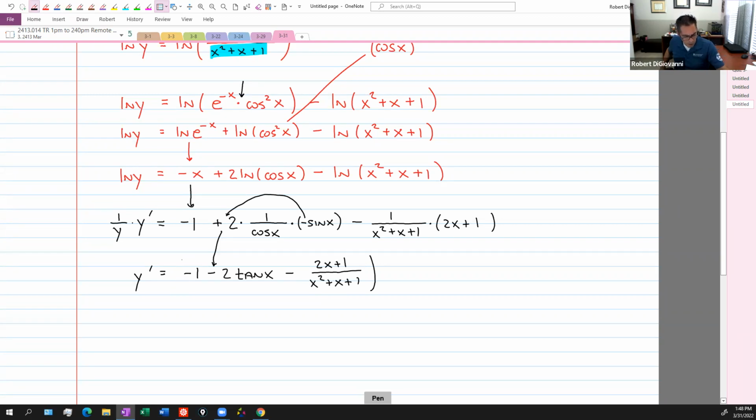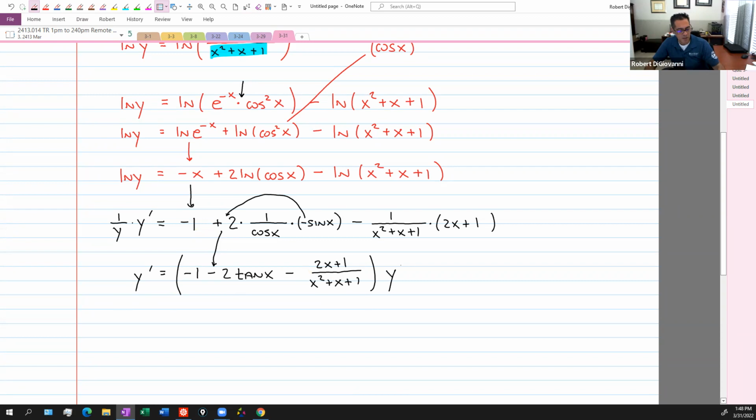Why did I put this whole thing in parentheses just now? Why did I take all this, clean it up, put it in parentheses? So you can multiply by y. Because I'm going to multiply both sides by y, which again, you will do every time you do logarithmic differentiation. You will have to multiply by y at the end.